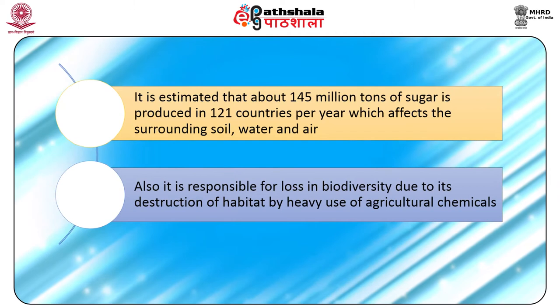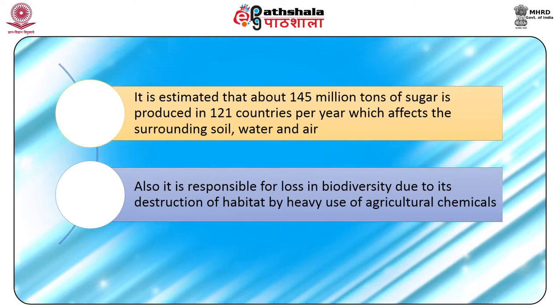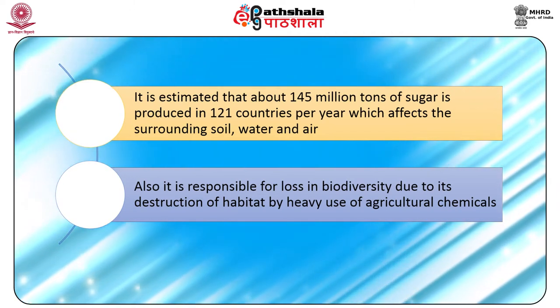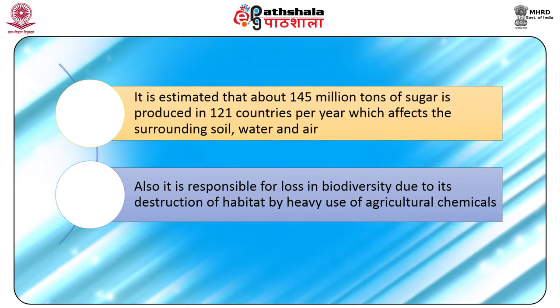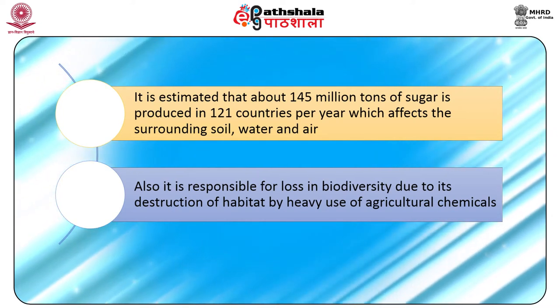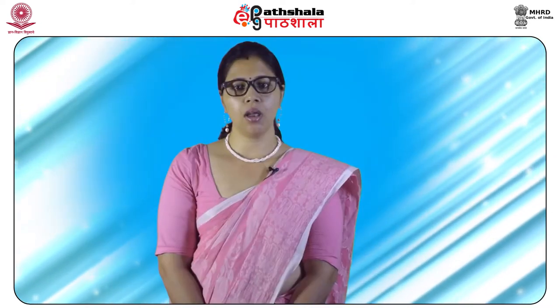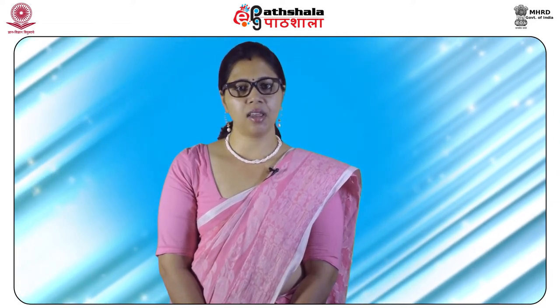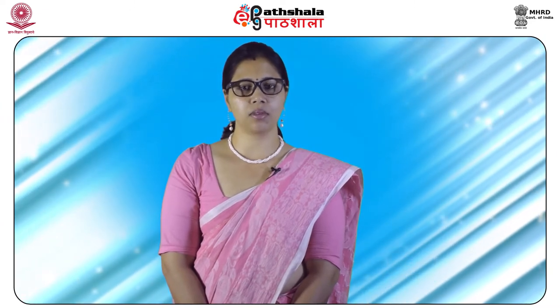It affects the surrounding soil, water, and air. It is responsible for loss in biodiversity due to destruction of habitat by heavy use of agricultural chemicals. The disaster of the Great Barrier Reef in Australia is an example of destruction caused by excessive sugar production. In this disaster, water around the reef suffered from large quantity of effluents, pesticides, and sediments from sugar farms.